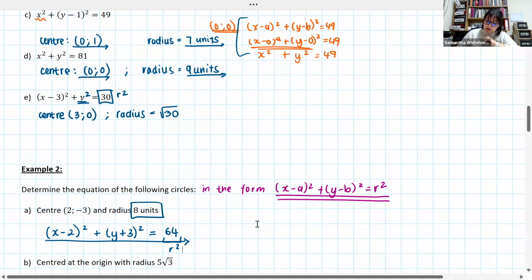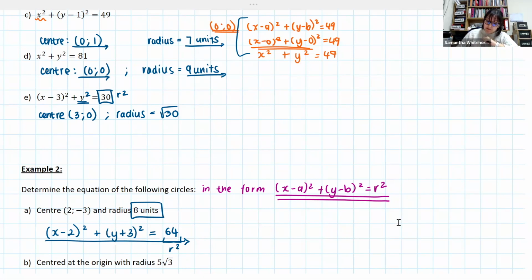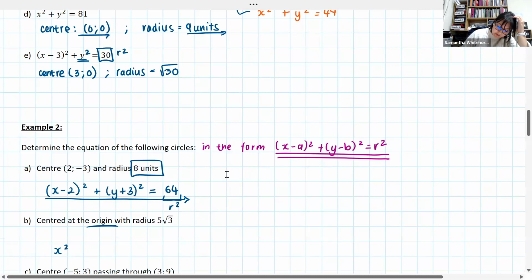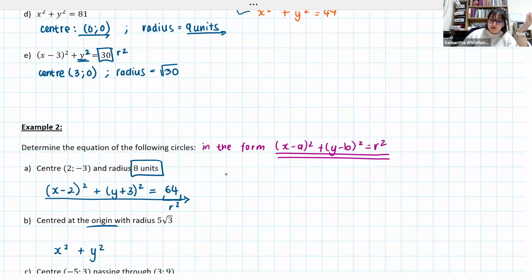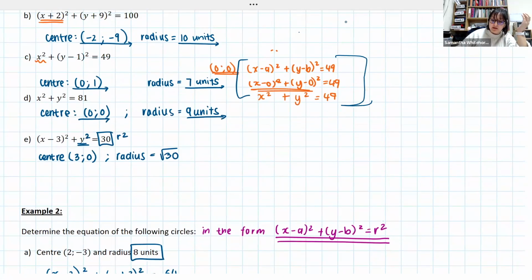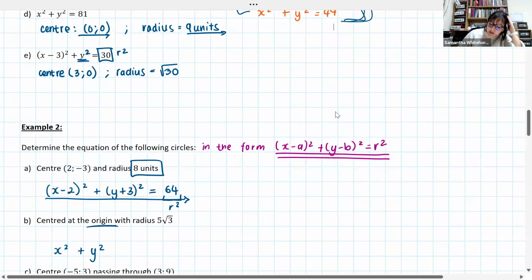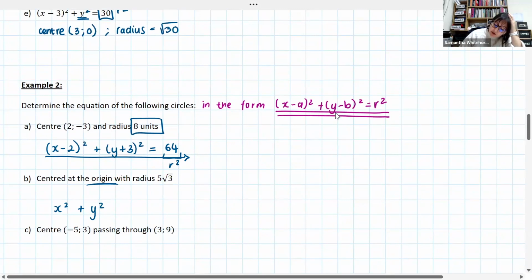Right, so when we now get to the next question, centered at the origin, we already know what that means. It's x squared plus y squared, because I showed you, if you substituted in 0, 0, the binomial in the brackets essentially falls away, and you just have x squared plus y squared. So it's centered at the origin.